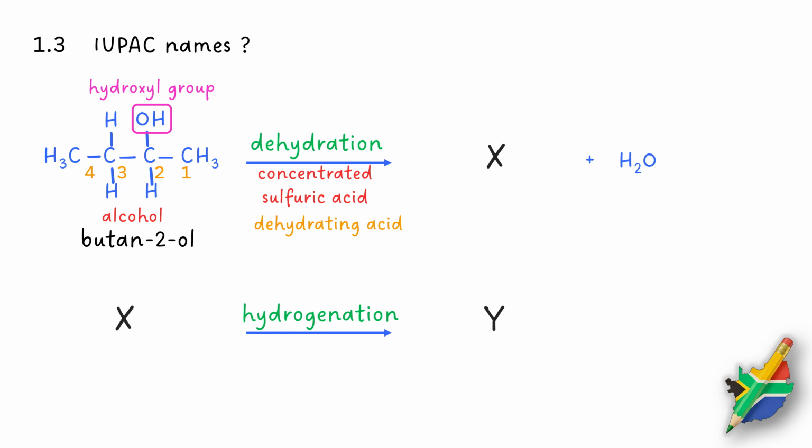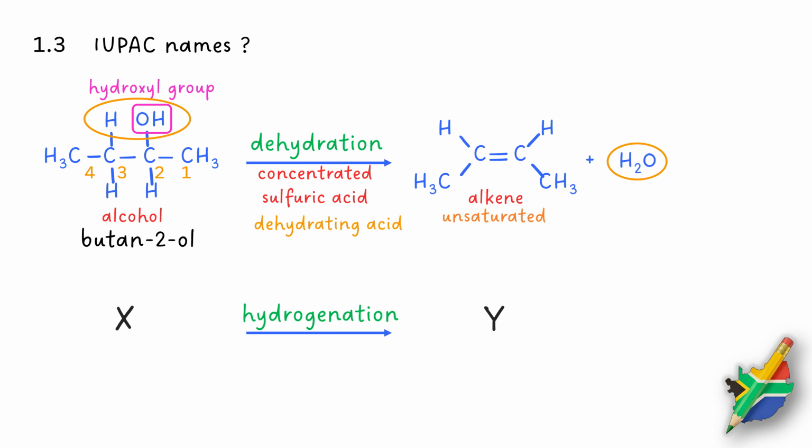We need to know that concentrated sulfuric acid is a dehydrating acid, and the reaction is therefore a dehydration reaction. This means that a water molecule is removed from the compound. But where did the water come from? It came from the hydroxyl group and an adjacent hydrogen. When an alcohol is dehydrated, it forms an alkene, which has a double bond between the two carbon atoms which lost the water molecule. Alkenes are unsaturated.